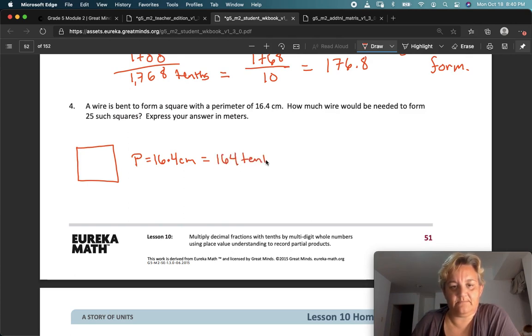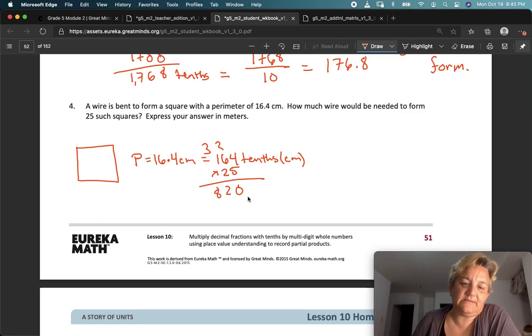Okay. It's still centimeters, but we're going to add that on the end. Okay. And then we're going to multiply that by 25. 5 times 4 is 20, carry the 2. 5 times 6 is 30, plus 2 is 32, carry the 3. 5 times 1 is 5, plus 3 is 8. Then drop the 0. 2 times 4 is 8, 2 times 6 is 12, carry the 1. 2 times 1 is 2, plus 1 is 3. And 0, 10, 11, 4.